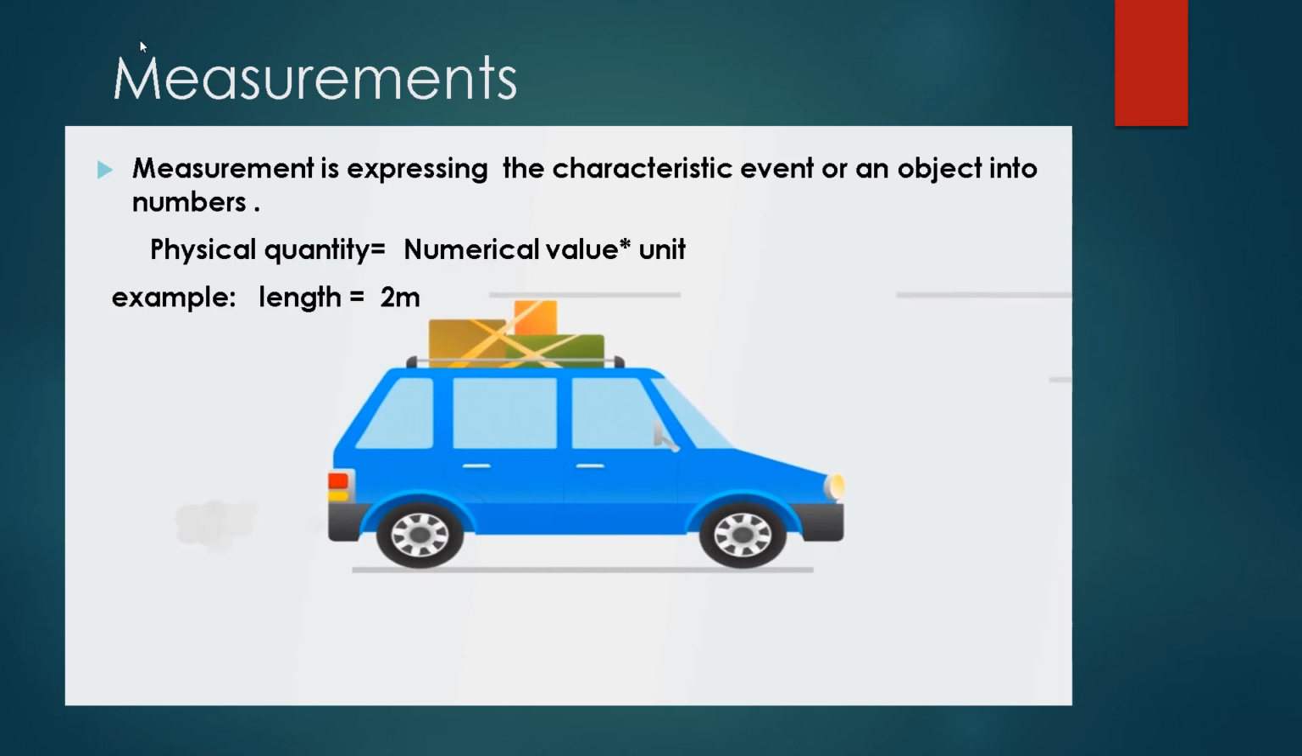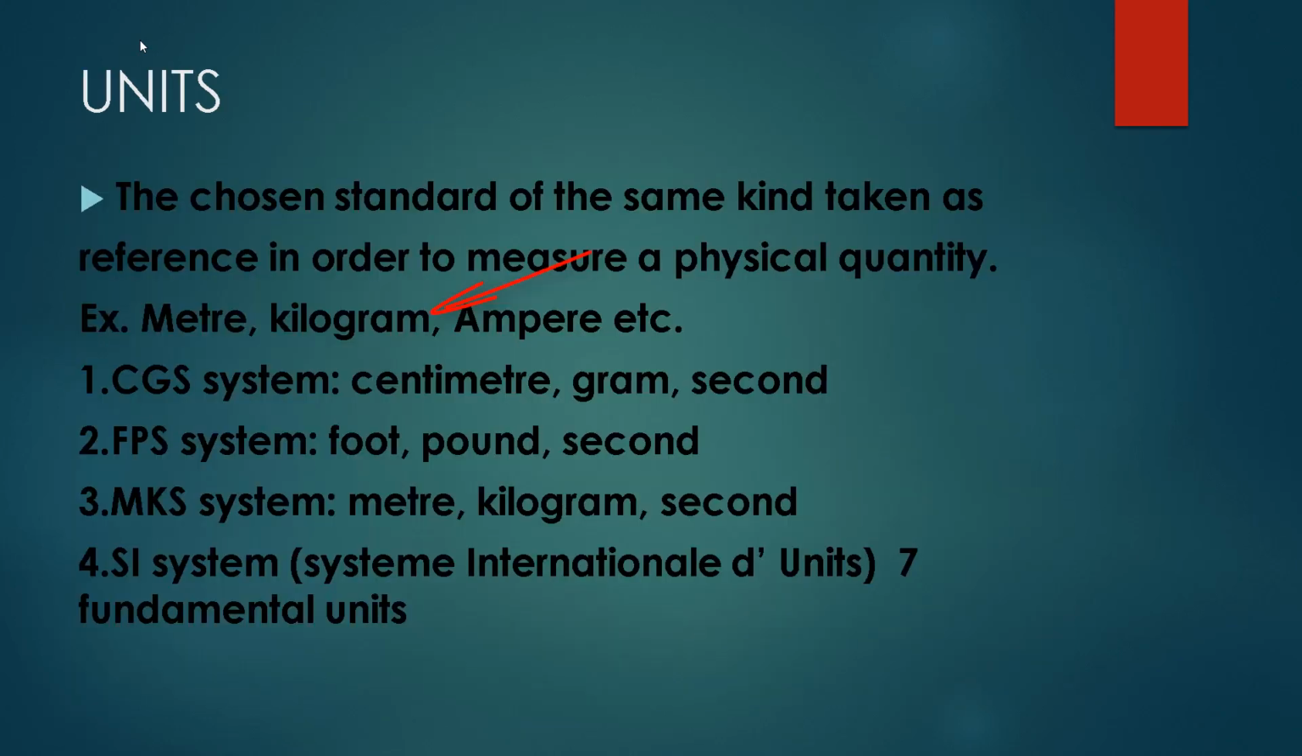So how? Some numerical values will be needed for this, like it moved 2 meters, 2 kilometers, 3 kilometers. So a physical quantity can be expressed as a numerical value into its unit. For example, length equals 2 meter, where 2 is the measurement and m is the unit.